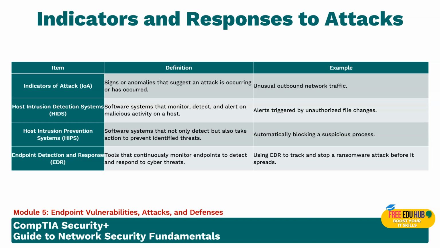Then we have indicators and response to the attacks. We have indicators of attack, host intrusion detection systems, host intrusion prevention systems, and endpoint detection and response. So indicators of attack are the signs of anomalies that suggest an attack is occurring or has occurred. Unusual outbound network traffic activity could be an indicator of attack, because all of a sudden you'll see that files in gigs are being uploaded from your network to external entities.